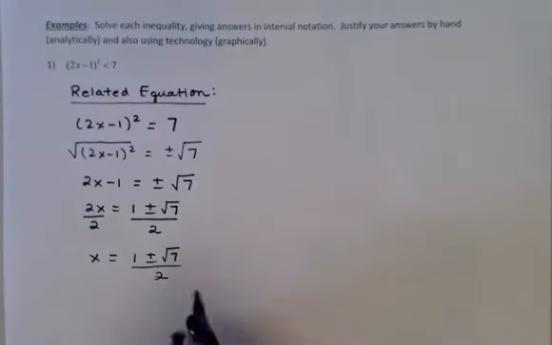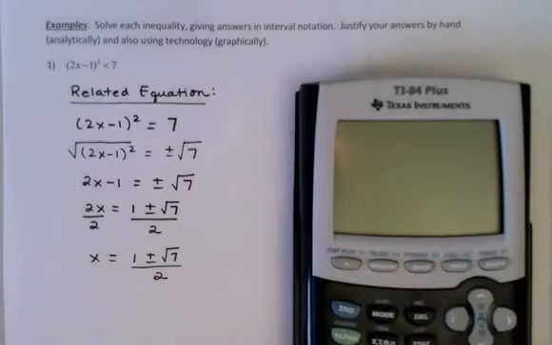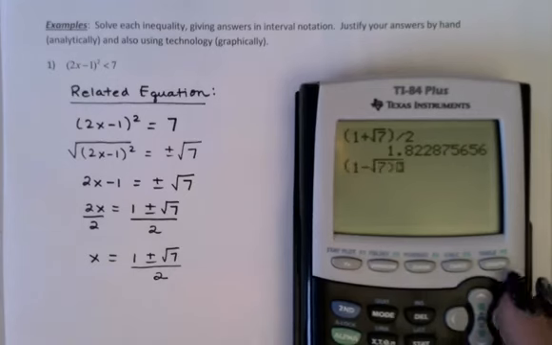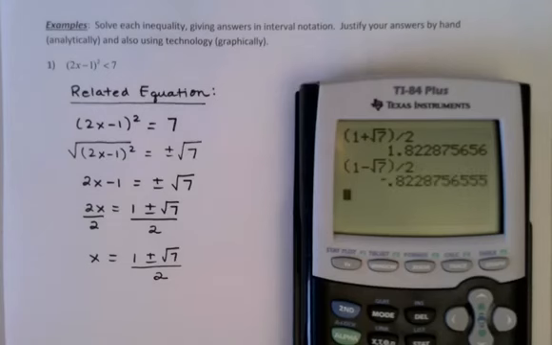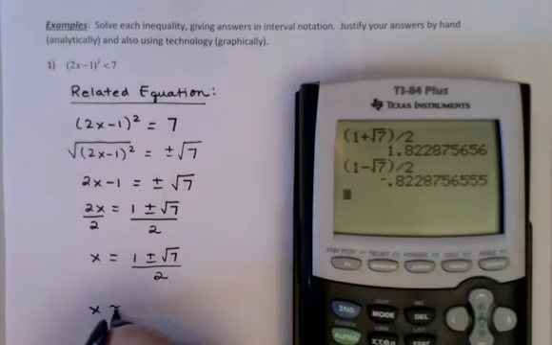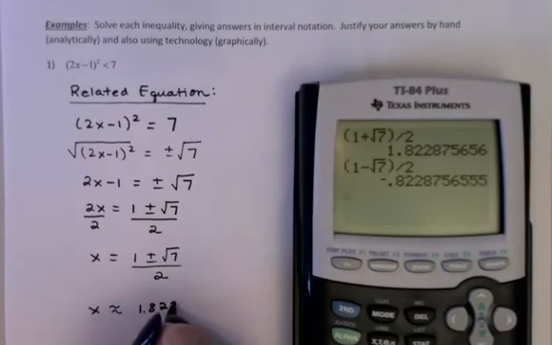Those are the two values that I'm going to want to put on my number line in order to form my test intervals. But if I'm going to know what numbers those really are, I'm probably going to need decimal approximations. So let's get those. I have 1 plus the square root of 7 divided by 2, and then 1 minus the square root of 7 divided by 2. So approximately 1.823 and negative 0.823.